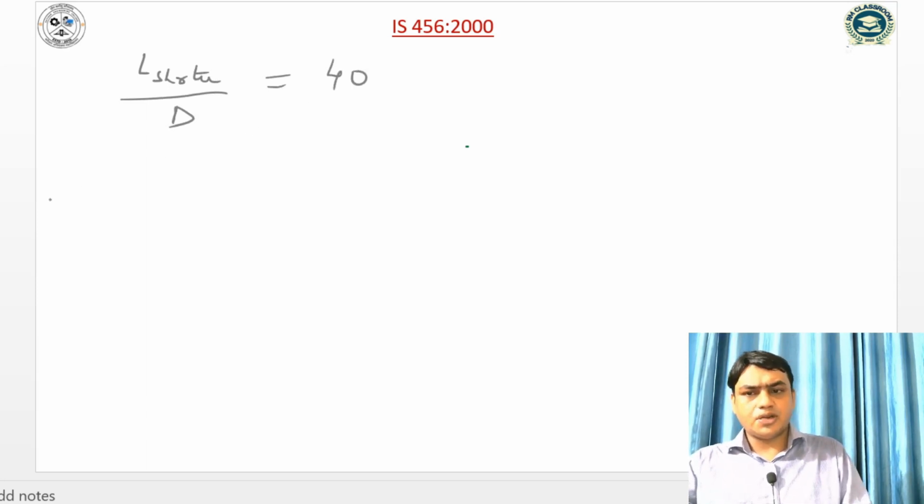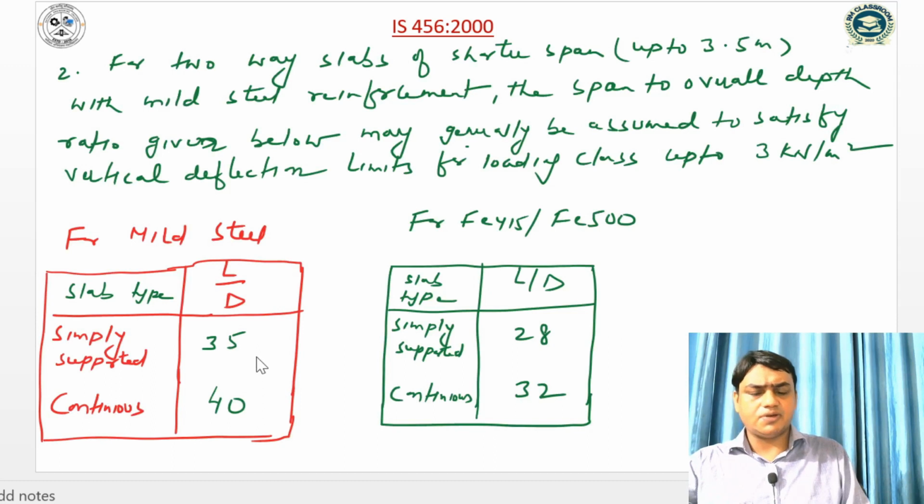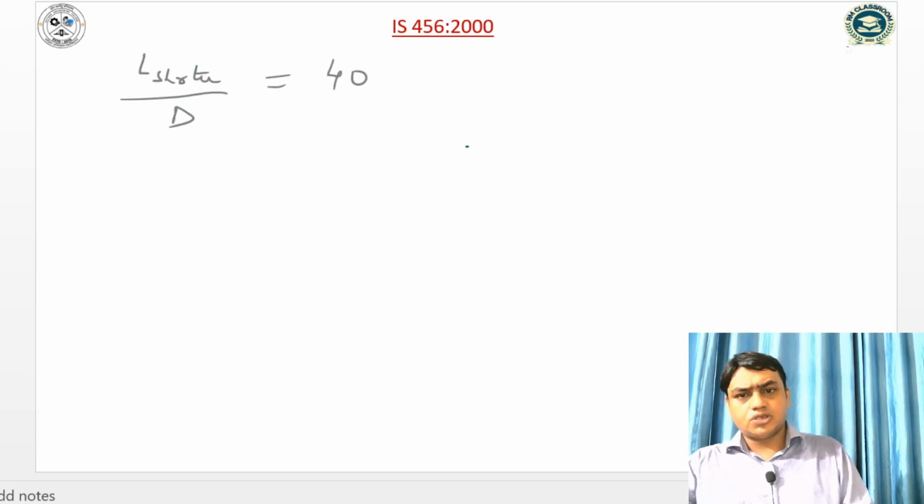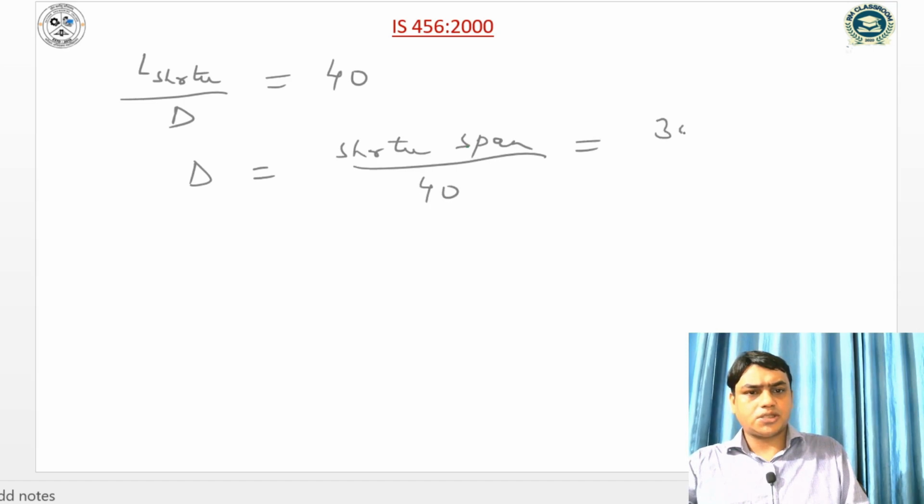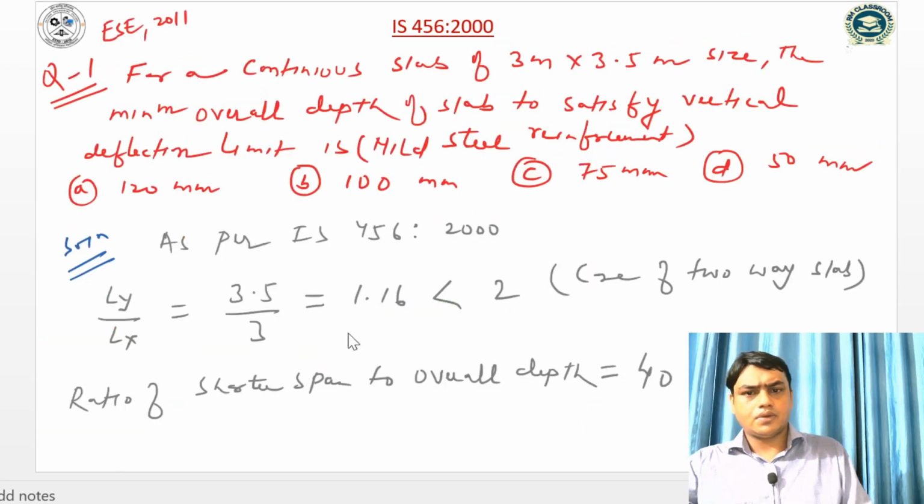In case of simply supported, we have seen that it will be 35, and for continuous it will be 40 for mild steel, and for other higher grades of steel we have to multiply by 0.8. So the minimum depth can be computed as D is equal to shorter span divided by 40, and the shorter span is 3 meters, so 3000 divided by 40, so it will be 75 mm. So option C is correct. The minimum overall depth is 75 mm.